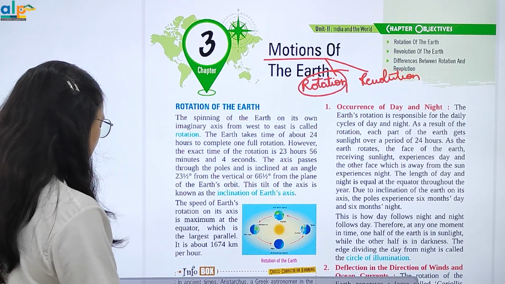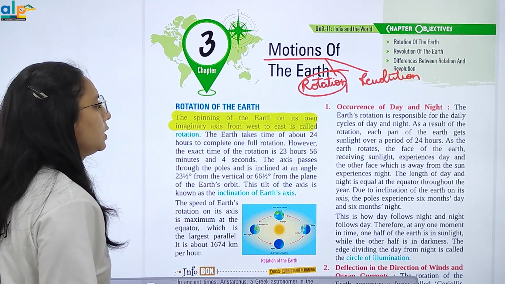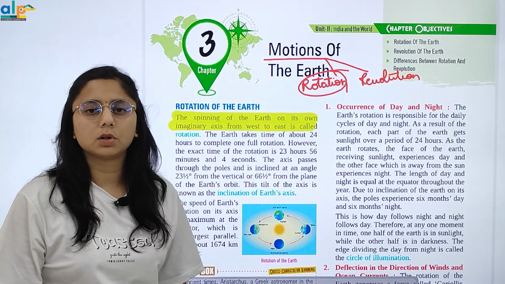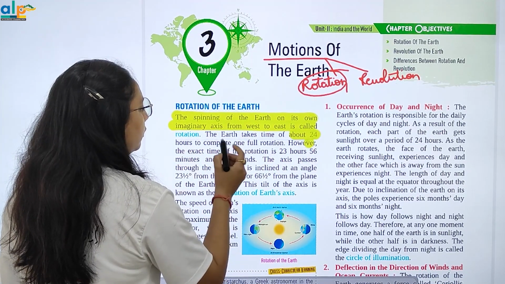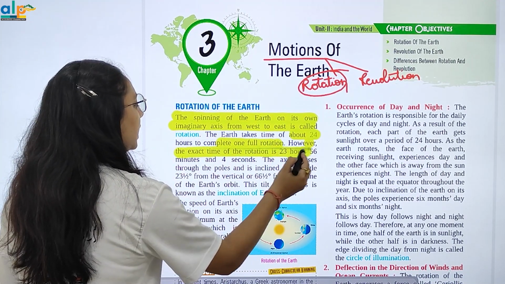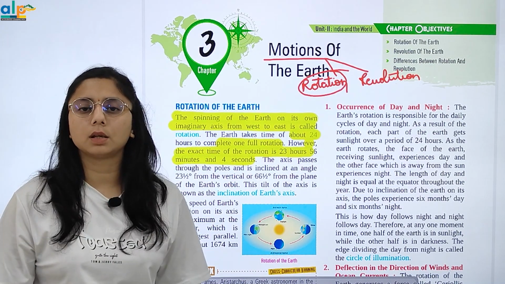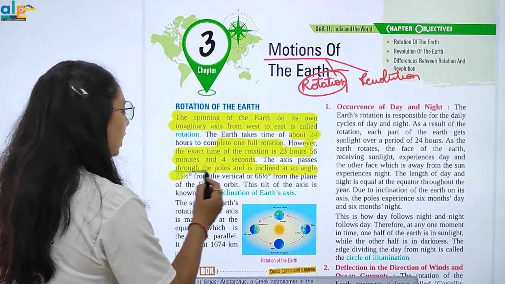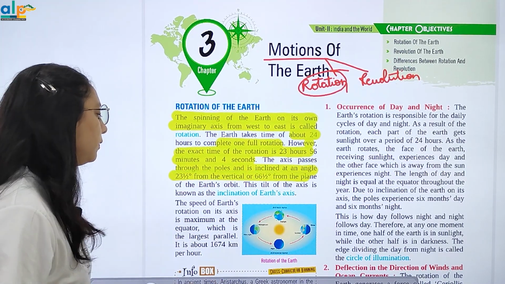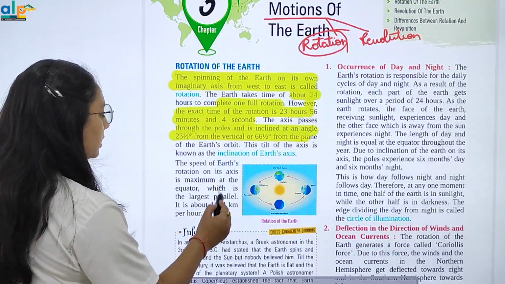So, rotation of the earth. The spinning of the earth on its own axis, or imaginary axis, from west to east is called rotation. The earth takes about 24 hours to complete one full rotation, and the exact time of the rotation is 23 hours, 56 minutes and 4 seconds. The axis passes through the poles and is inclined at an angle of 66.5 degrees from the plane of the earth. This is called the inclination of the earth's axis.